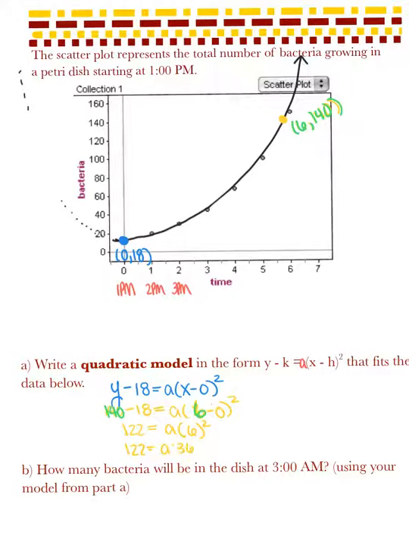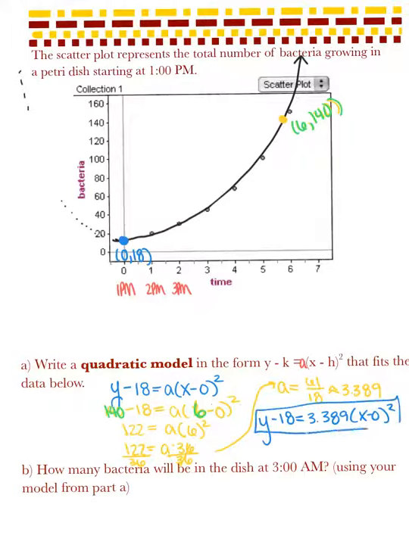And now I'm going to divide by 36 on both sides to find my a value. So when I take 122 divided by 36, I end up with 61 over 18, or 3.389 if I'm rounding to the nearest thousandth. So my model is going to be y minus 18 equals 3.389 times x minus 0 quantity squared.